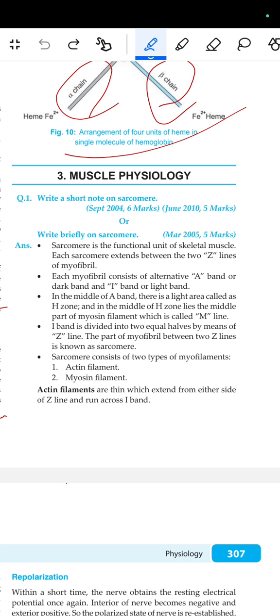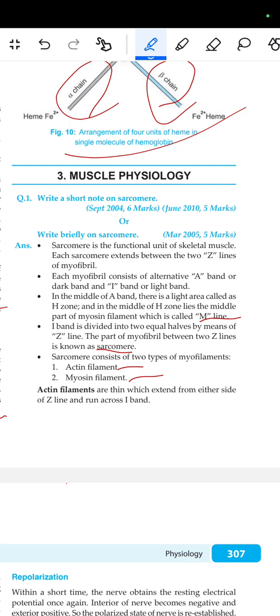In the middle of the A band, there is a light area called the H zone, and in the middle of the H zone lies the middle part of the myosin filament, which is called the M line. The I band is divided into two equal halves by the Z line. The part of the myofibril between the two Z lines is known as the sarcomere. The sarcomere consists of two types of myofilaments, actin filament and myosin filament.